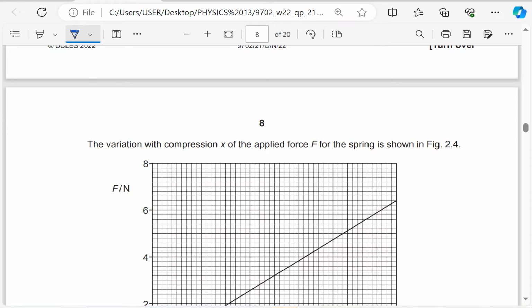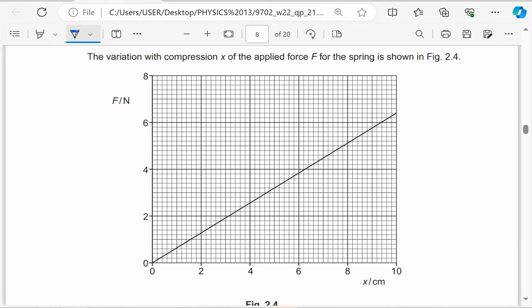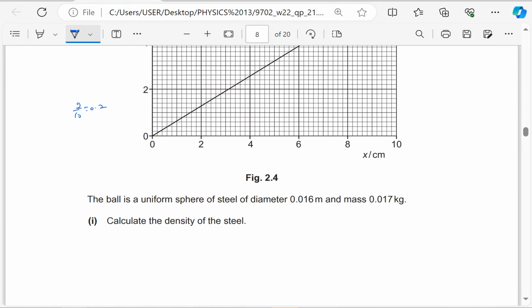The variation with compression x of the applied force F for the spring is shown here. I can first see what this is. The scale here is 2 divided by 10, which is 0.2, so this is going to be 6.4. The ball is a uniform sphere of steel, diameter 0.016 meters and mass 0.017 kilograms.